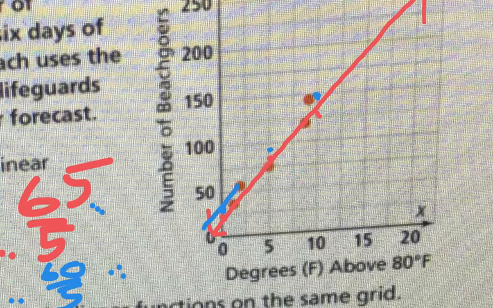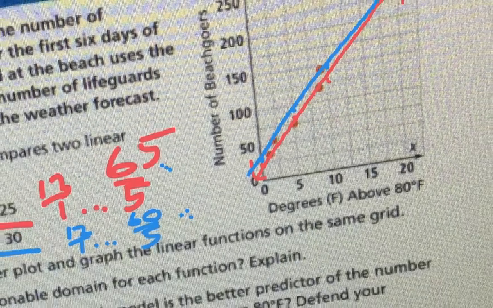And so then the blue line would be somewhere in this ballpark. So would you say that that line is a good line of best fit? It kind of well represents the data as well. Yeah, they both are pretty valid.